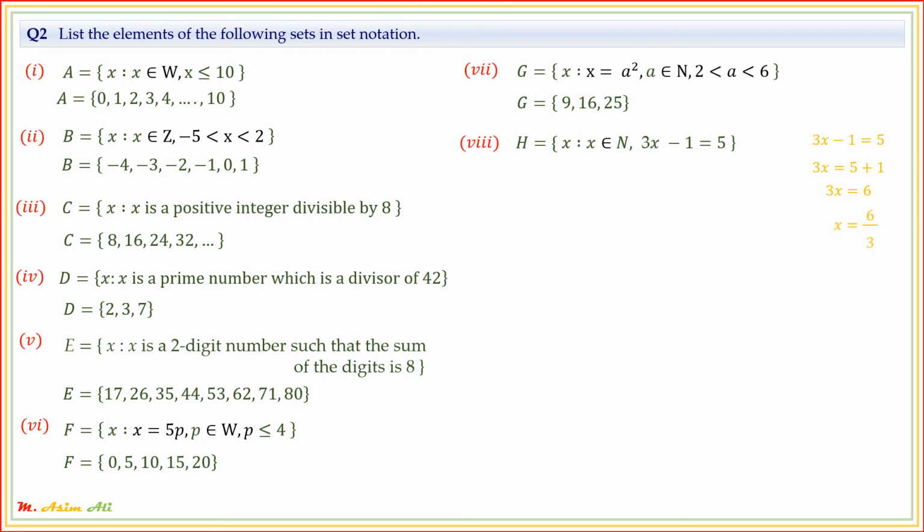Then 3 will divide on the right hand side, 6 will be cancelled by 3. We will have 2. 2 is a natural number. So we have only one element fulfilling the given criteria, and that is 2. So we will write here x is equal to 2. And then we have next example 9. Set I is a set of natural numbers whose square is 36. We have to write all the natural numbers whose square is 36.